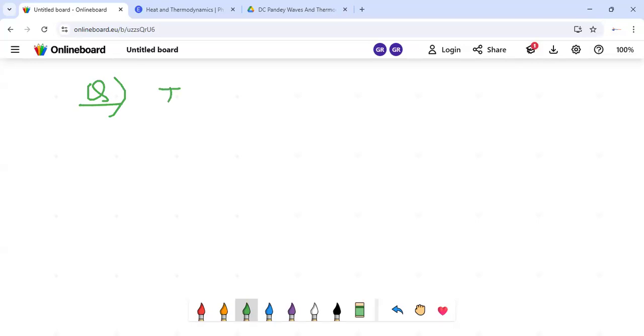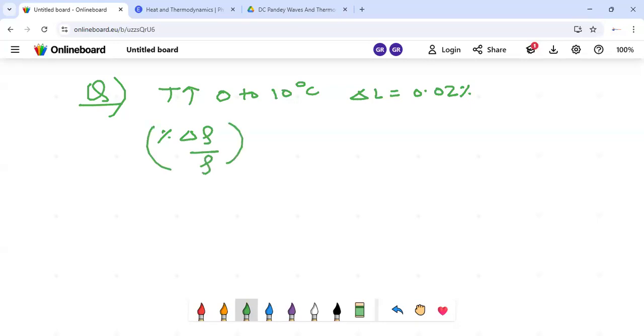It says that when the temperature increased from 0 to 10 degree, the length of the wire is increased by 0.02%. So they are asking the percentage change in density. This is what they're asking. I think this is a 2020 PYQ question. Shri, that was the question. The percentage change in mass.